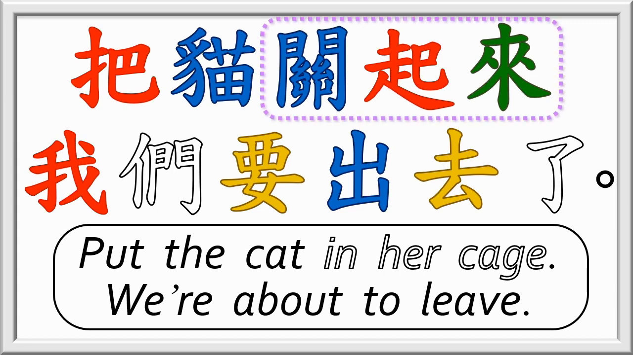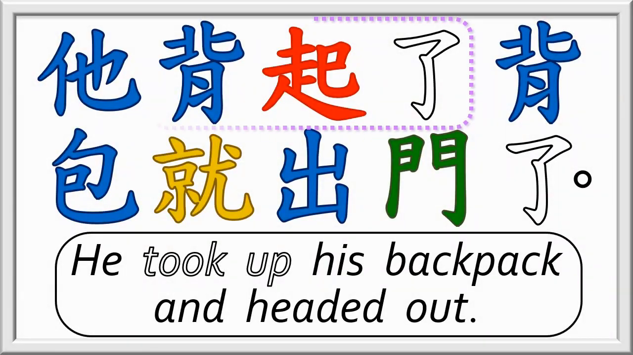把猫关起来,我们要出去了。 Put the cat in her cage. We're about to leave. In English, we can also say to lock up, which is similar. 他背起了背包就出门了。 He took up his backpack and headed out. From the idea of rising up, 起来 has a more metaphorical usage, meaning to begin an action, to rise to action.